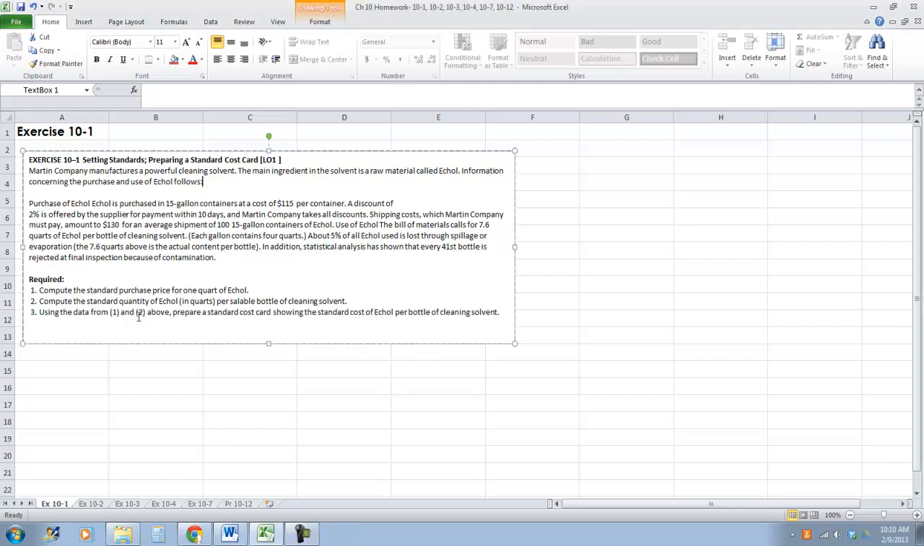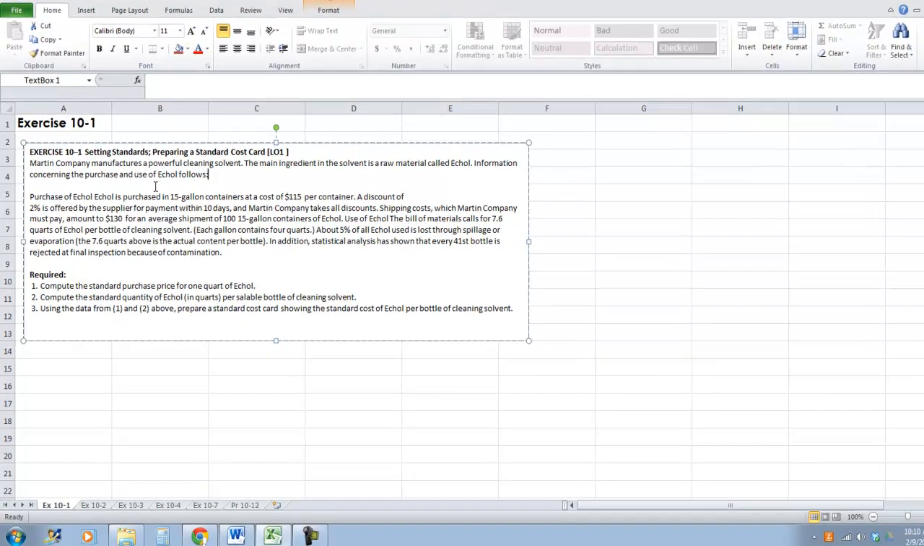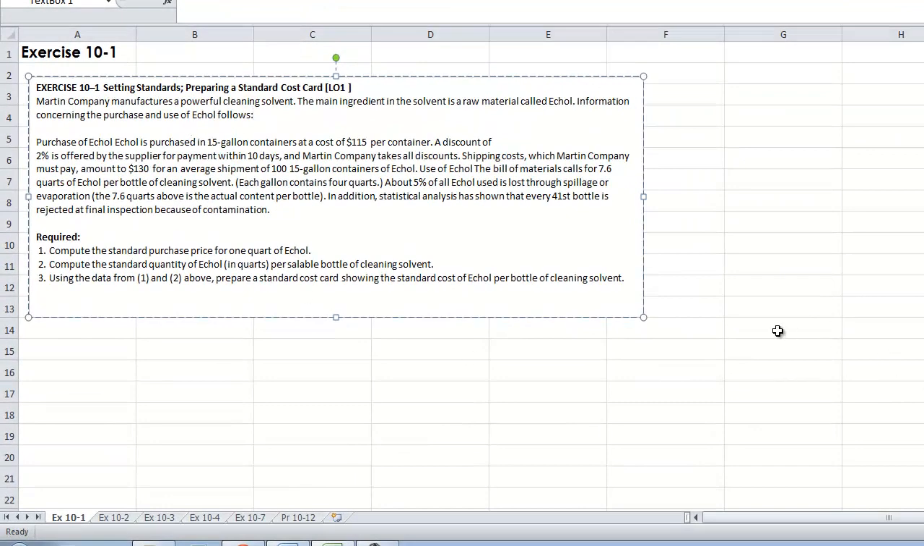This is Chapter 10, Exercise 1. We are working on setting standards and preparing a standard cost card. Martin Company manufactures a powerful cleaning solvent. The main ingredient in the solvent is a raw material called ECOL. Information concerning the purchase and use of ECOL follows.